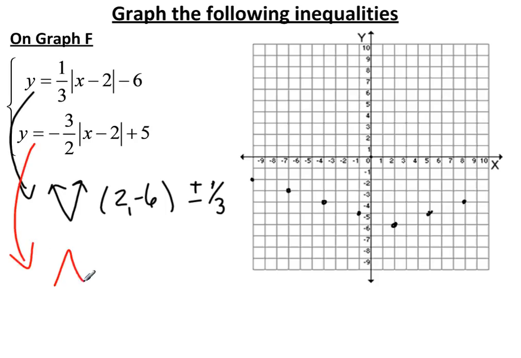My second one is going to face down. It has a vertex of 2, 5, and a slope of plus or minus 3 halves. So let's go to 2, 5. This one faces down, so I'm going to go down 3, right 2, and down 3, left 2.